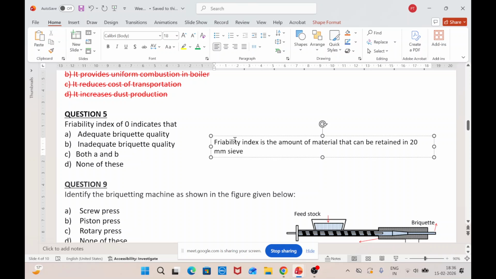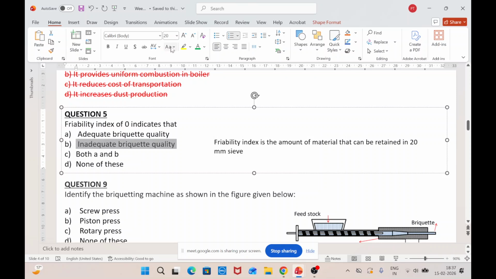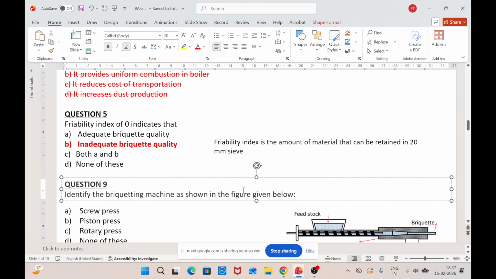The quality is obviously bad, right? Because none of the material is going to be retained in the sieve. All are fragmented. The main purpose of forming briquettes is to make a compact structure in which you can improve the density of the material. But here they are all in the form of fragments. So the briquette quality is going to be inadequate.